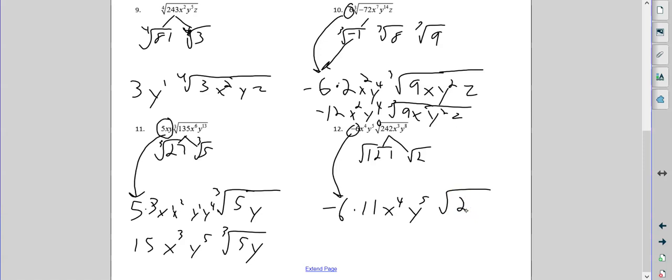Now, when I do my x's, x to the 3, 3 divided by 2 is 1. So I add that to my 4, so I just can do that right here and change it to 5. Again, you choose which way is most comfortable for you. Y to the 8 divided by 2 is y to the 4. So I had 5, I'm adding 4, and that's 9. Don't forget, an x is going to stay on the inside because it was an odd number. And that's my answer right here, -66, x to the 5th, y to the 9th, times the square root of 2x, and we're finished.